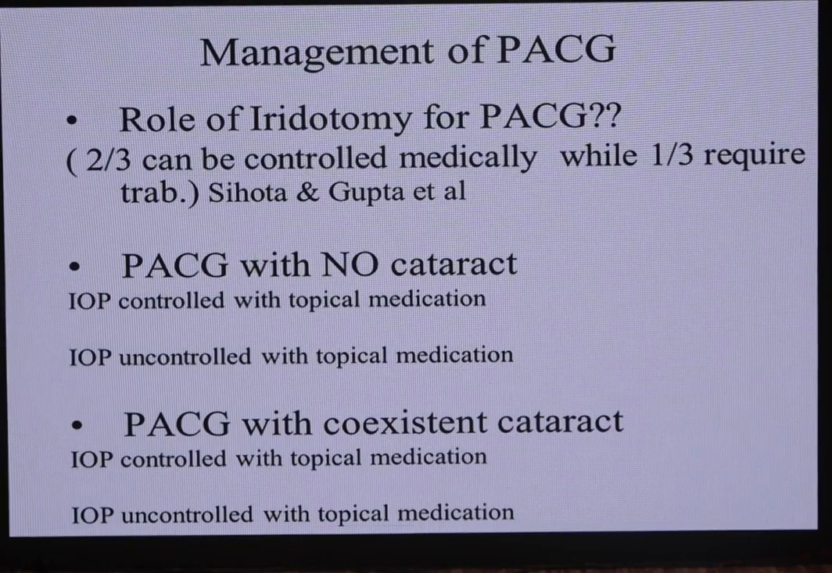So it's a PACG, but there is no cataract. The lens is clear. Okay? If the IOP is controlled on topical medications, you can maybe leave them as such, because the IOP is well controlled on topical medication. But if the IOP is not controlled on topical medications, and there is no cataract, the next thing that you would do is to decide whether to do a clear lens extraction or whether you're going to do a filtering surgery.